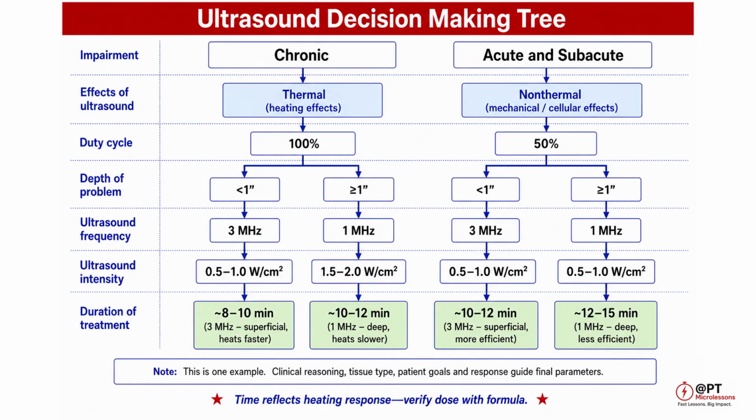Here's a flowchart that will help organize this process. However, I want to clarify how to interpret the treatment time. The time values shown are intentionally a bit more conservative to help avoid underdosing. When considering treatment time, it should be based on the size of the treatment area, which you can estimate from the sound head's effective radiating area, or ERA. The ERA is slightly smaller than the sound head surface, but it serves as a good reference.